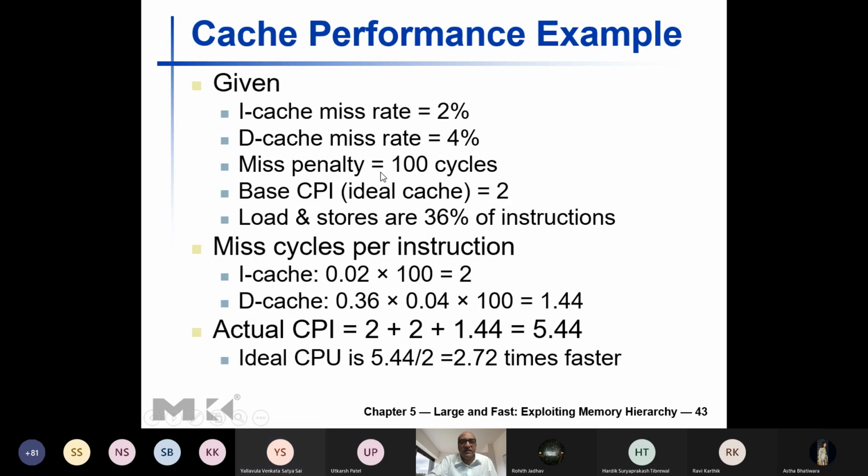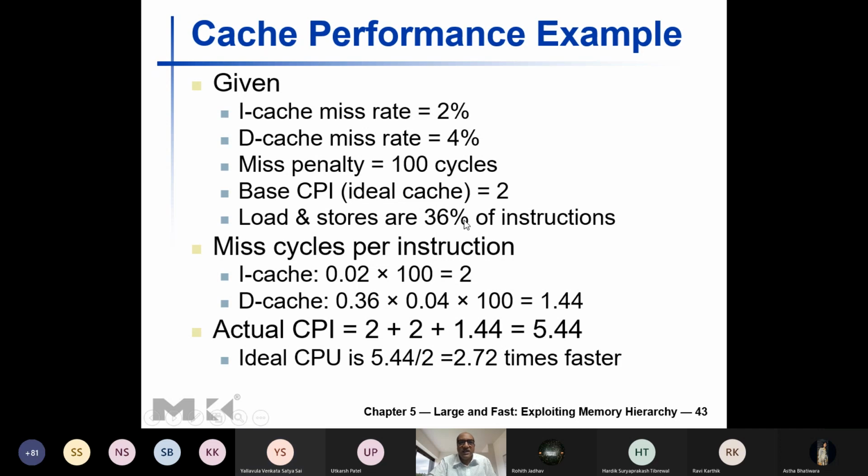That means if there is a hit, if the data is available in the cache, when the CPU accesses it, it requires 2 cycles. It's the basic cycles per instruction, right? And then load and store instructions are 36% of the total instructions. Out of the instructions in the program, 36% correspond to loads and stores, right?